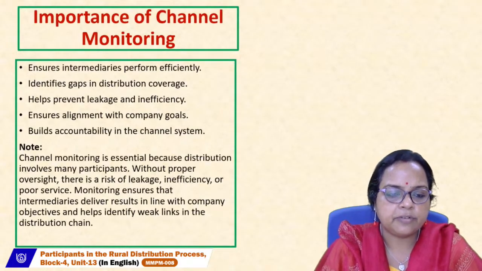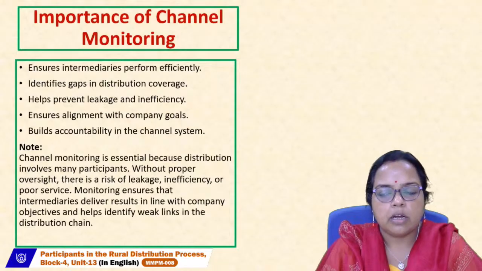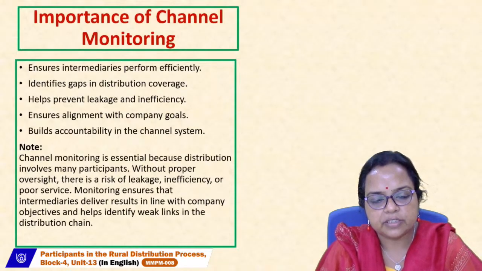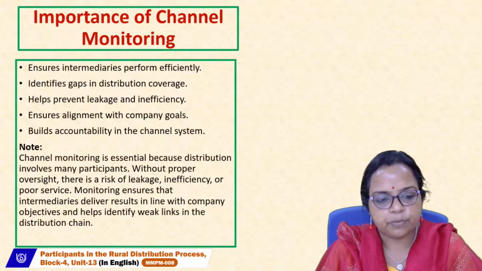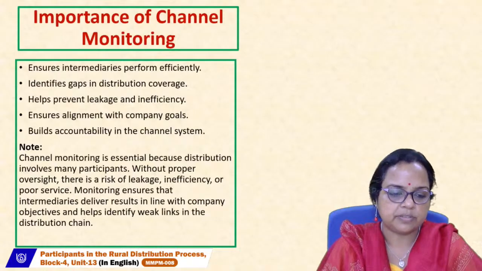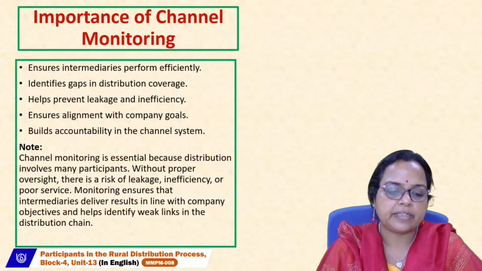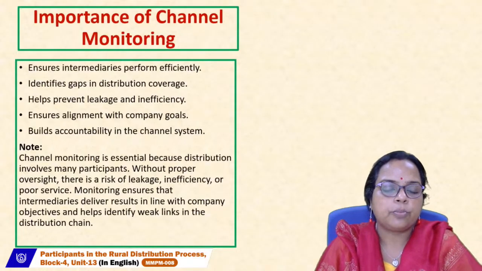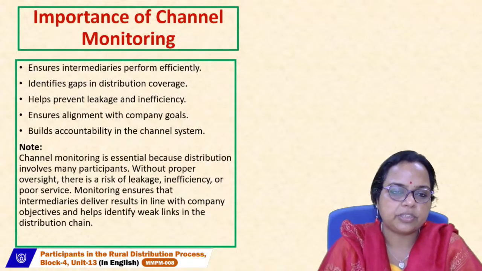So distribution involves many participants that we understood in previous slides. Without proper oversight or proper monitoring, there is a risk of leakage, inefficiencies, or poor service. There is a chance that you can invite inefficiency in the channel. You can also invite poor services if you are not monitoring your distribution channels. So monitoring ensures that intermediaries deliver results in line with the company's objectives and helps to identify weak links in the distribution chain.